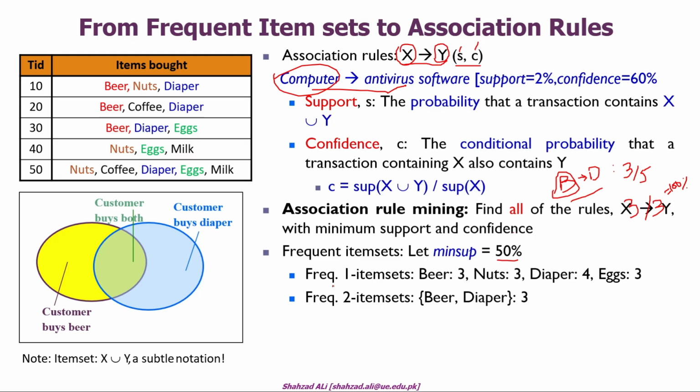For frequent 1 item sets, we have 4 items: beer with support count 3, nuts with support count 3, diaper with support count 4, and eggs with support count 3. As you can see, milk is not in our frequent item sets. Why? Because the support for milk is 2, which is less than 3 or 50%. That's why we discard it from the frequent item sets. Similarly, for frequent 2 item sets, we have only 1, which is beer and diaper, as we already mined in the previous slide.